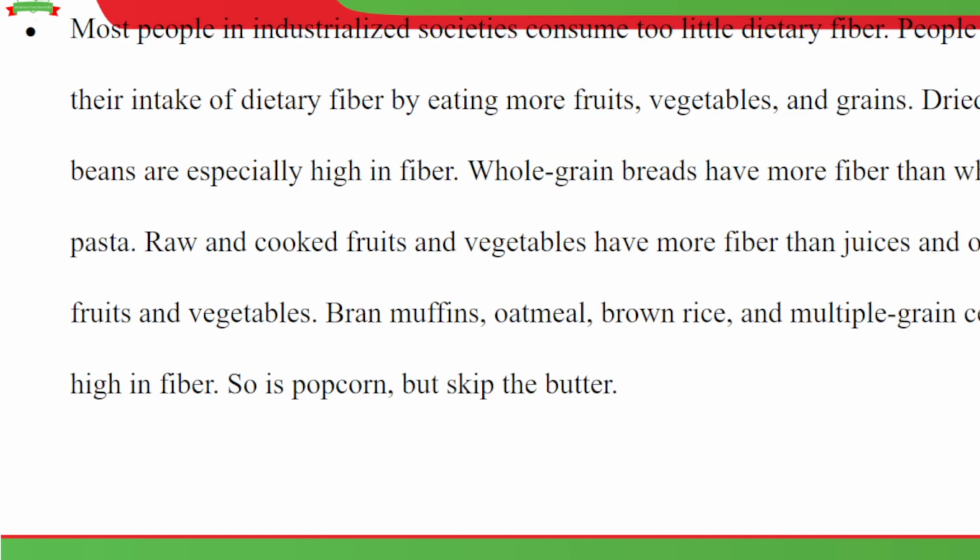Sources of dietary fiber. Most people in industrialized societies consume too little dietary fiber. That's really very true. People can boost their intake of dietary fiber by eating more fruits, vegetables, and grains. We talk about dried peas, we talk about beans, especially high in fiber. Fiber has an effect of bloating. We shall look at that later on.